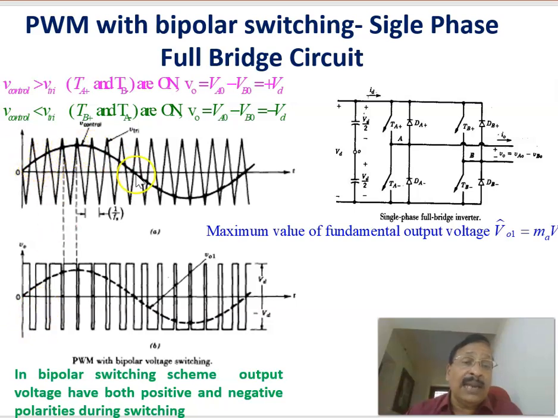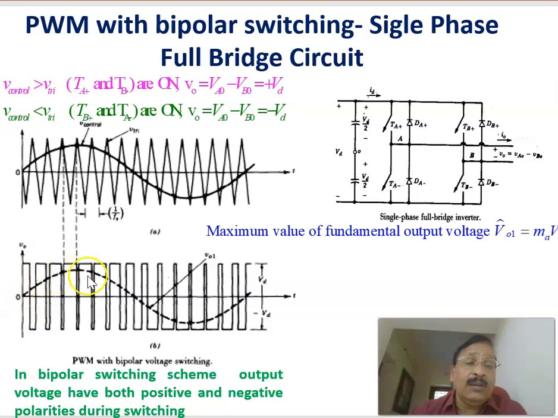Therefore, depending upon the magnitude of the reference or modulating signal and the carrier or triangular signal, the output voltage between A and B will be either plus VD or minus VD. Again, the pulse width is changing. For example, the positive voltage magnitude is increasing, reaching its maximum value. Again, the positive voltage magnitude is reducing, and then the negative magnitude is increasing, and again reducing. If you integrate this voltage, you will get the fundamental.